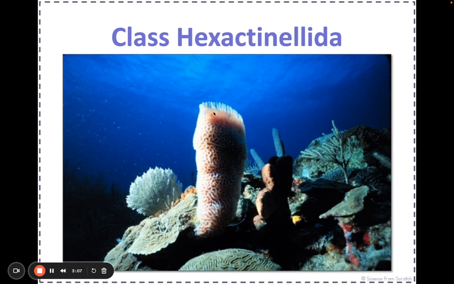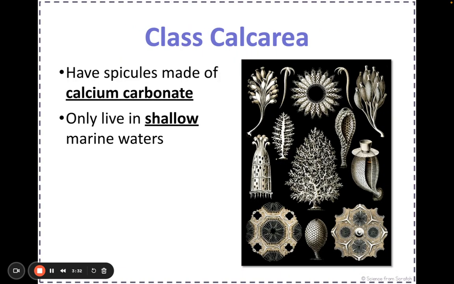Another variety for you to see. This is probably more classic what you think when you think of a sponge that we've been looking at in class. All right, our third class we're going to talk about is class Calcarea.